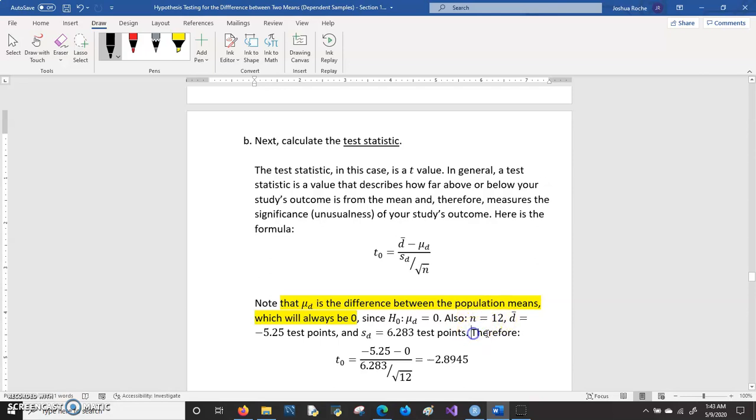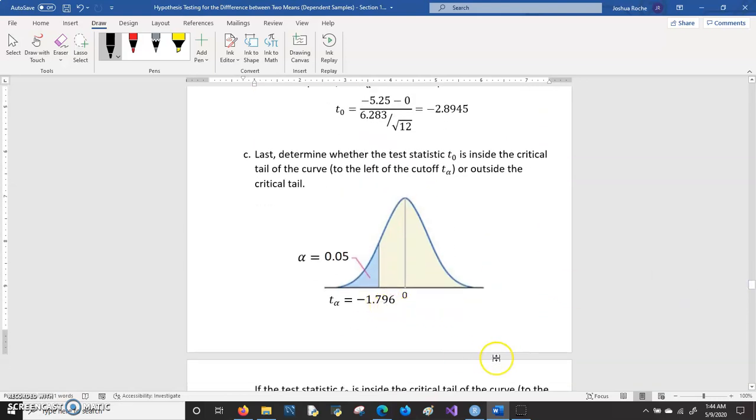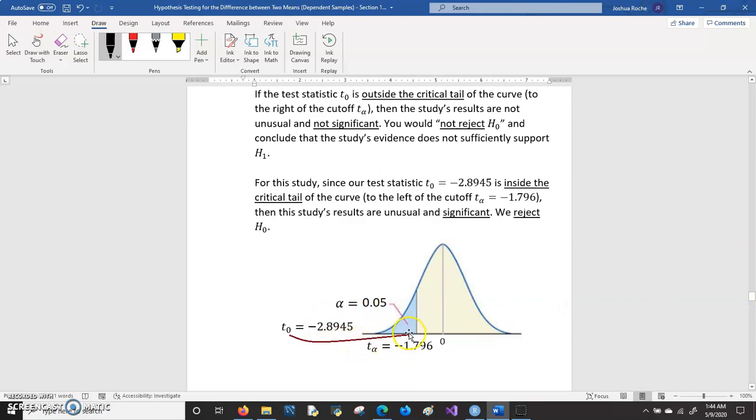Everything else we have calculated earlier. The sample size is 12. D bar, the mean of the differences, was negative 5.25. And the standard deviation of the differences was 6.283 test points. Put all those values into the test statistic formula, and the result comes out to negative 2.8945. The last thing is to determine whether the test statistic is inside the critical tail of the curve or outside. Our cutoff was negative 1.796, and our test statistic is on the inside of that. It's to the left of that cutoff. That means that this study's results are unusual and significant, and we would reject the null hypothesis.